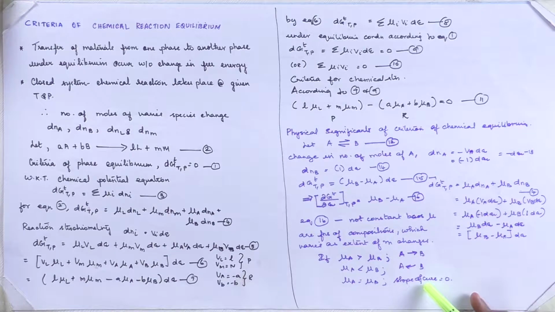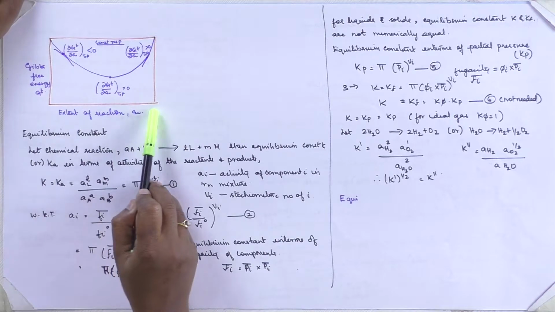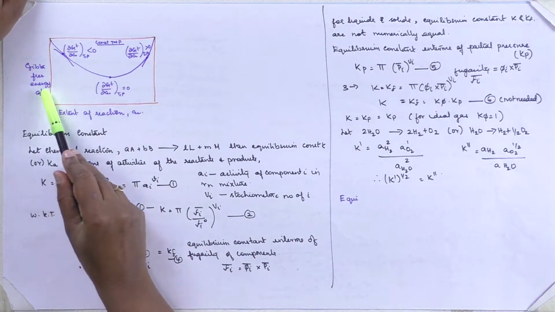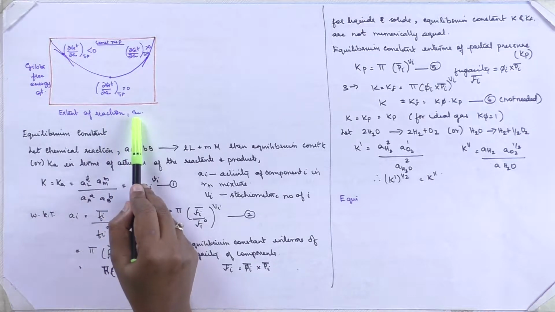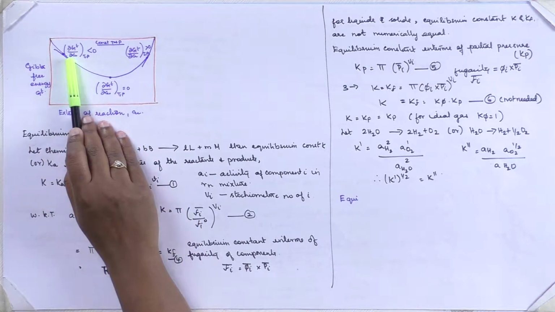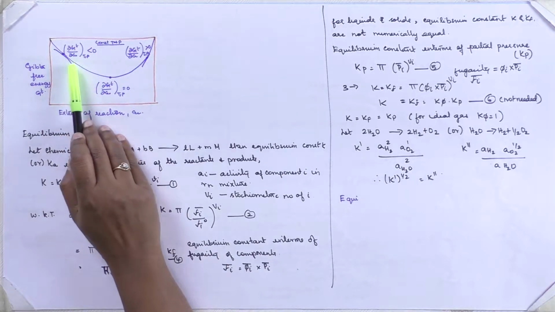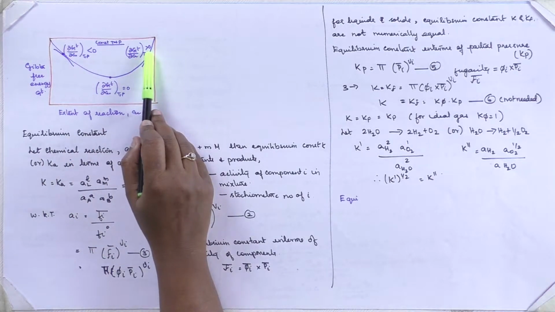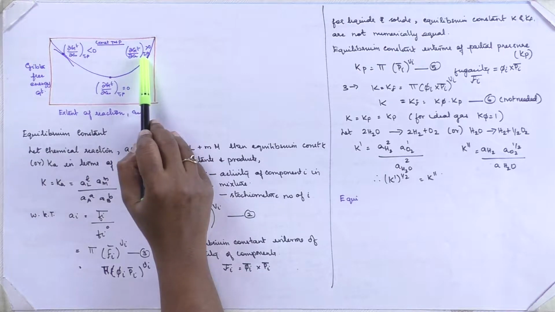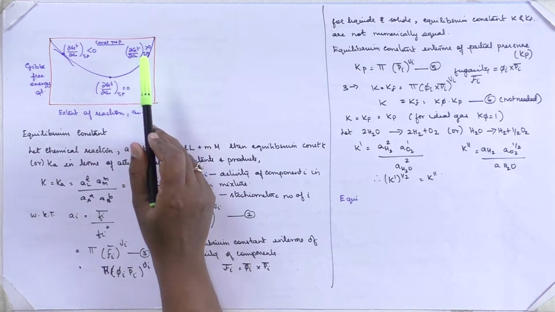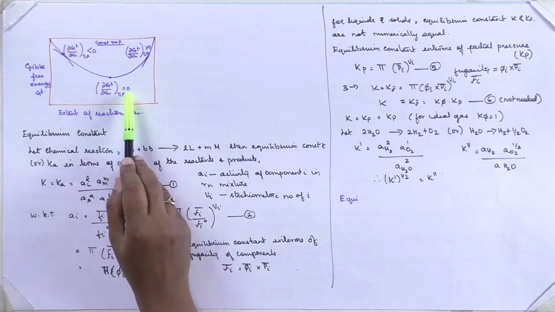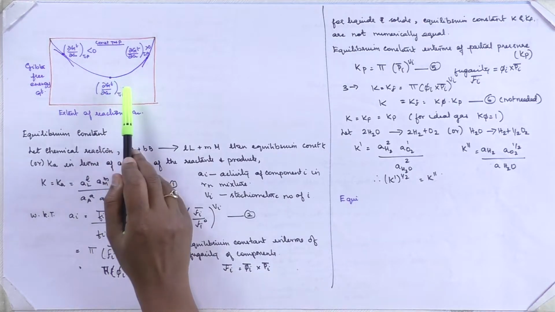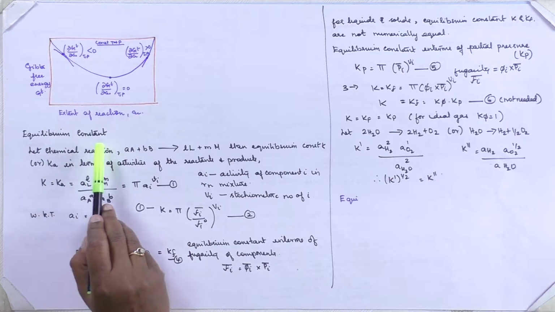The physical significance of the criterion of chemical equilibrium is also given by the slope which has been plotted. The slope has been plotted with Gibbs free energy G power T and extent of reaction epsilon. When Gibbs free energy is less than 0, then the slope of the curve is in the reverse direction. When Gibbs free energy is greater than 0, the slope of the curve and the reaction is in the forward direction. When Gibbs free energy is equal to 0, the slope of the curve is said to be 0. Next, we will talk about the equilibrium constant.